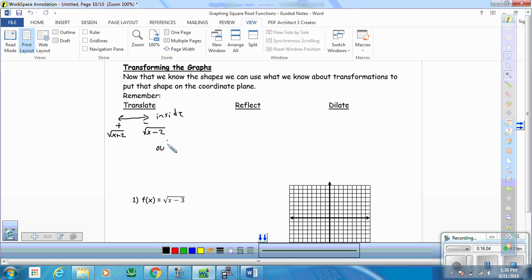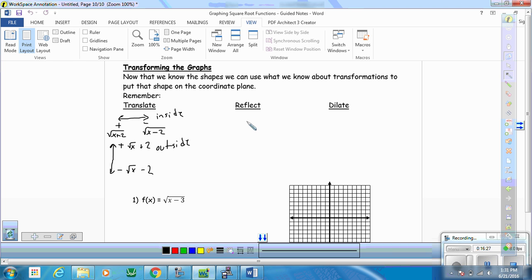If it is outside, that is what moves it up and down. Up is positive, down is negative. So this would be something like square root of x, but then outside of it is a plus 2, or a square root of x, and then outside of the radical is a minus 2. That would be transforming up, down, left, right.